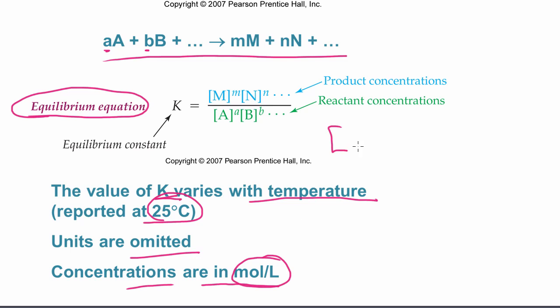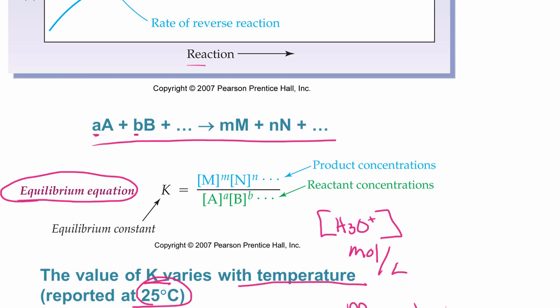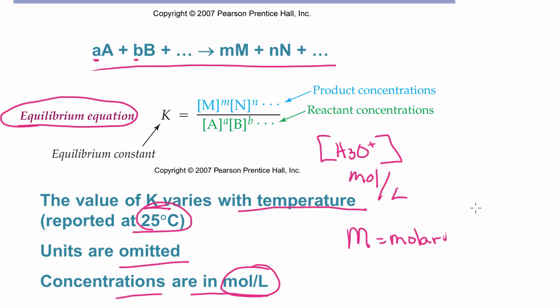So anytime you see a substance in brackets, that means the molar concentration, or the concentration, in moles per liter. Okay? Or we use capital M, which is molarity. We'll talk more about molarity a little bit later.